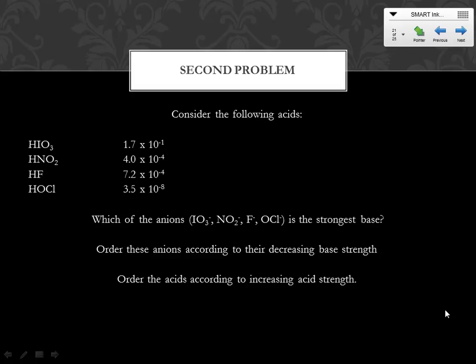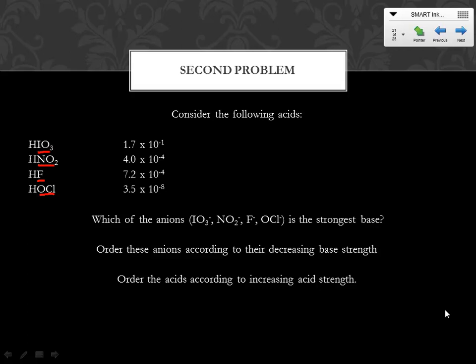A second type of problem that you need to be able to do at this point is if you're given a list of acids and the respective Ka values, you should be able to assess the strongest base, the strongest acid, the weakest base, the weakest acid, based on these values. Okay, so for the first one, which of these anions, and the anions would be the conjugate bases, which would be right there, which one of them is the strongest base?